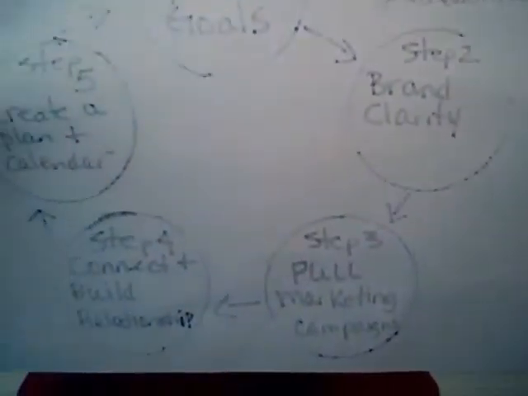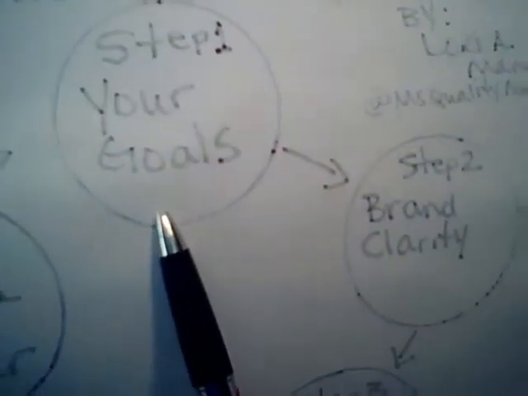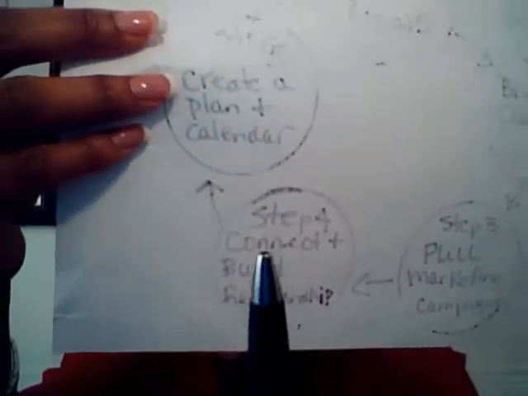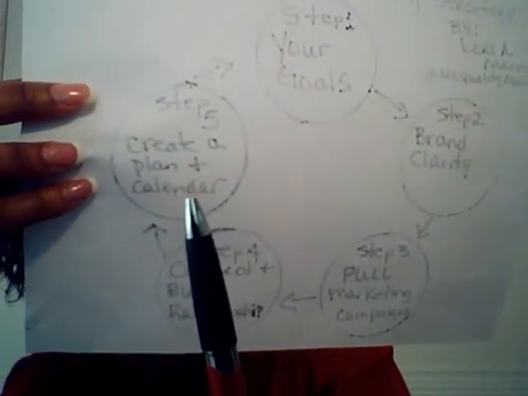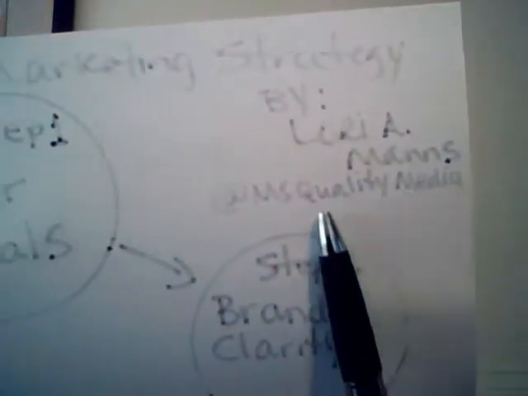So I came up with this really quick diagram. I just wrote it out really quickly, guys, because you can see a better version of this on my website at QualityMediaConsultants.com. But here it is. Step number one is you have to have a goal in mind. You have to have goals about your social media. Step number two is brand clarity. Step number three is pull marketing campaigns. Step number four is connect and build relationships. And step number five is create a plan and calendar. There you have it, you guys. That's your social media marketing plan by yours truly, Lori A. Manns, Miss Quality Media. And I'm going to go over these steps really quickly for you right now.